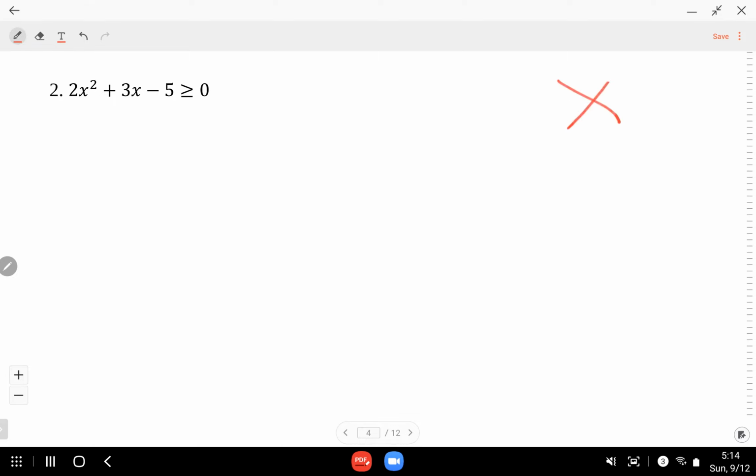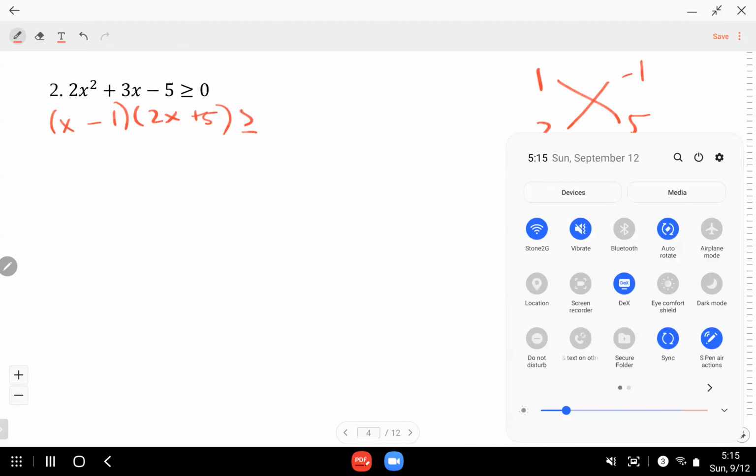Let's use our X method to factor. That's quite a fast way to factor. So, 1, 2, negative 1, and 5. That works perfectly. So it's x minus 1 and 2x plus 5. That is how we factor that, and that is greater than or equal to 0.